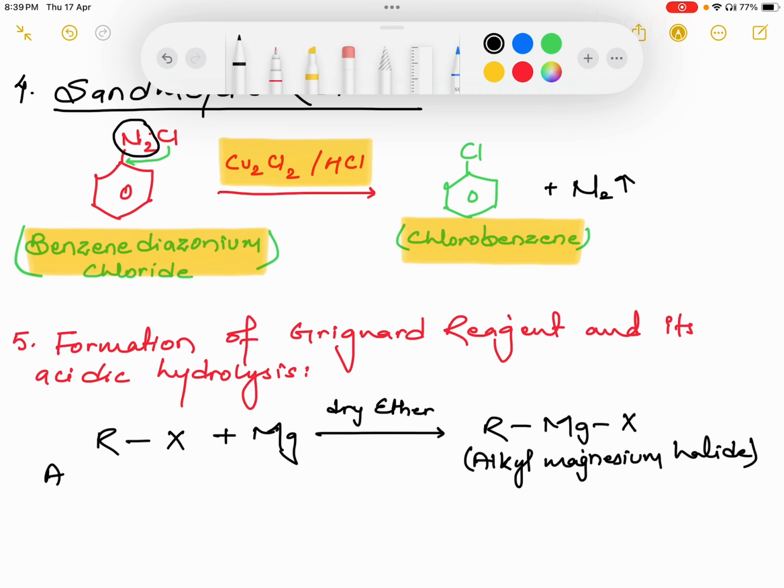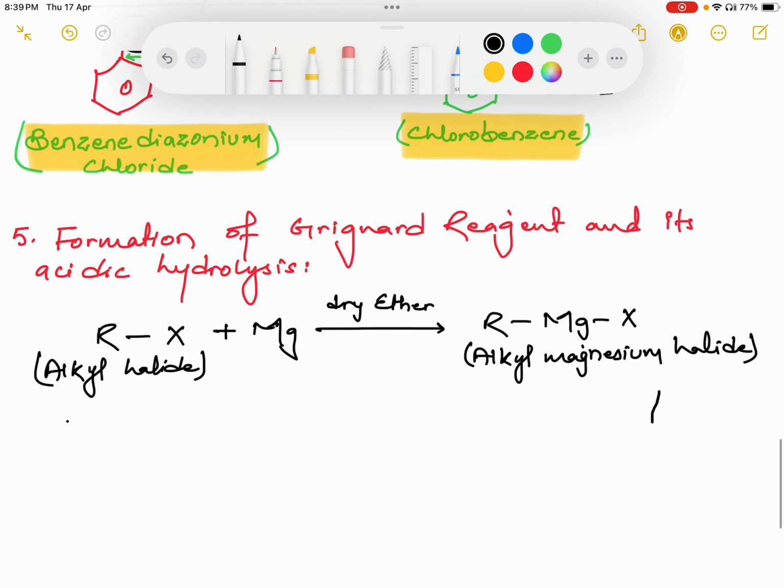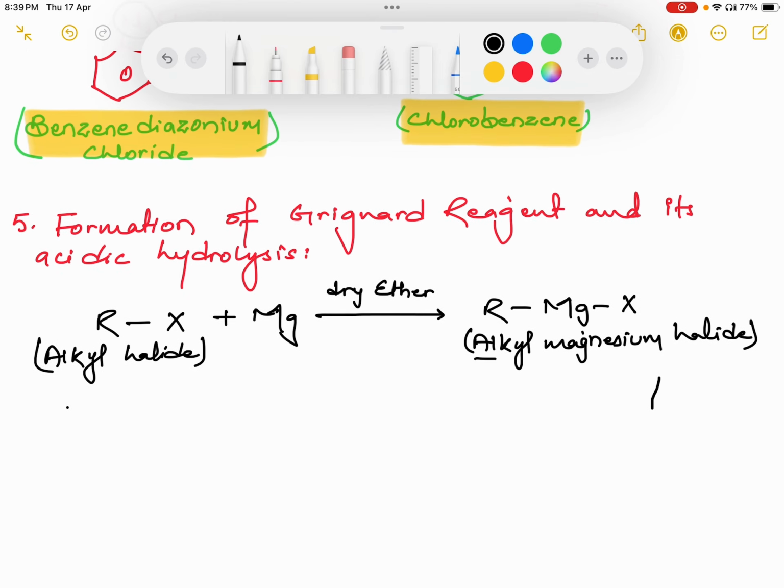This is your alkyl halide. It's being treated with magnesium in the presence of dry ether to form alkyl magnesium halide. This is what we call Grignard reagent. So this is how we can prepare it: when alkyl halide is treated with magnesium in the presence of dry ether, Grignard reagent is formed. So this itself is your Grignard reagent.